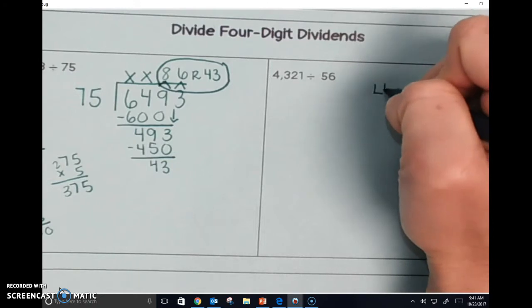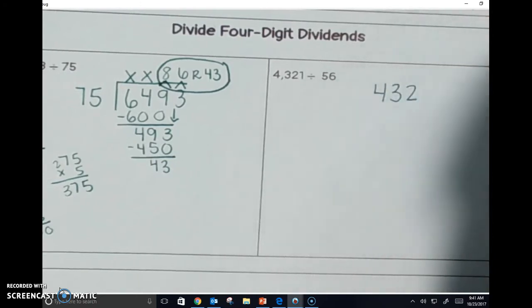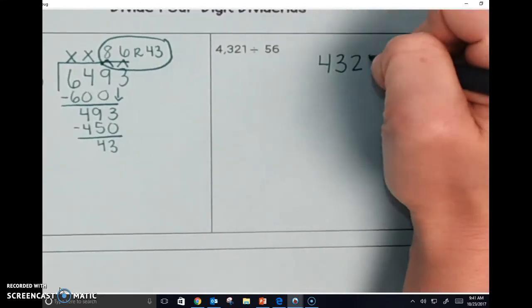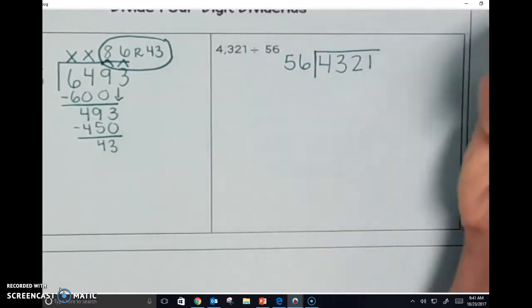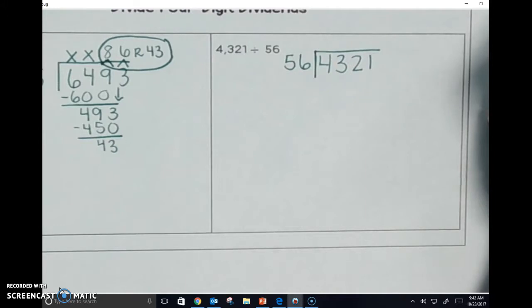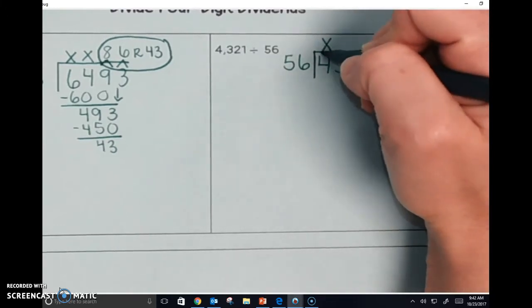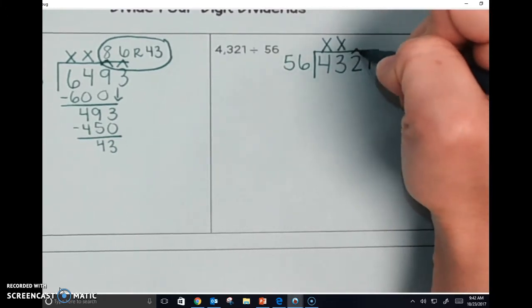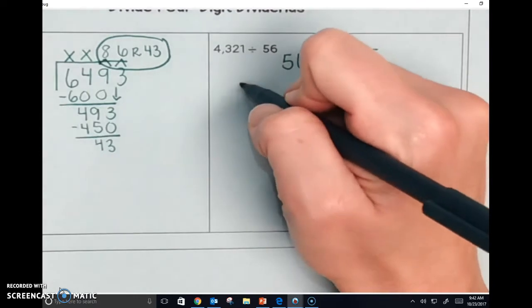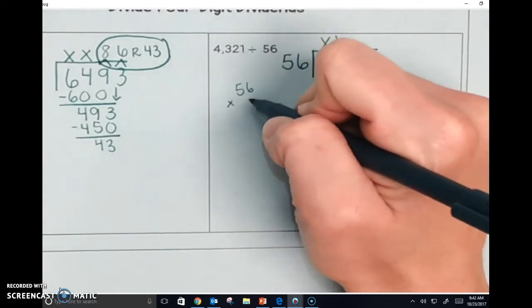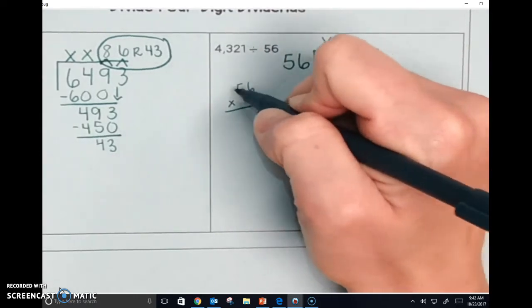Okay, we have 4,321 divided by 56. Okay, 56. It cannot go into 4. It cannot go into 43. But it can go into 432. What do you think, Ava? It's 5? I think it's 3.